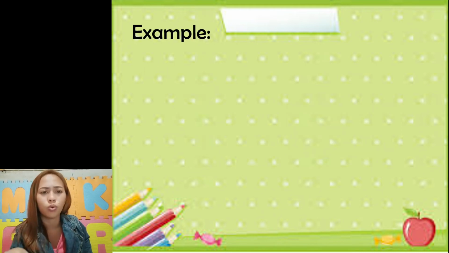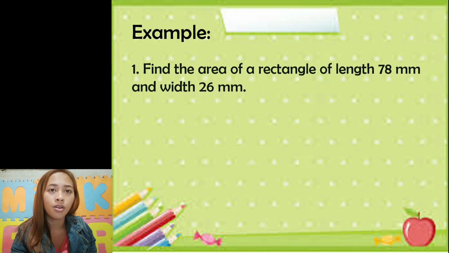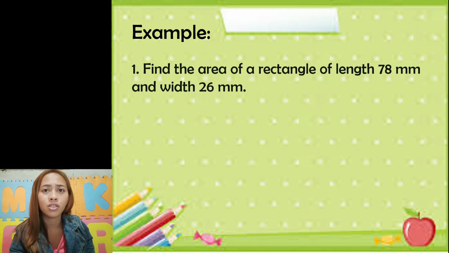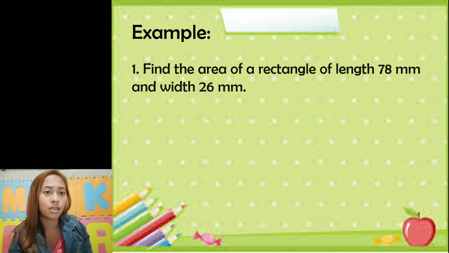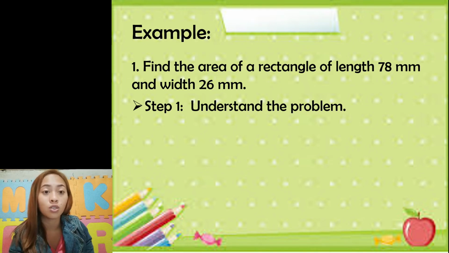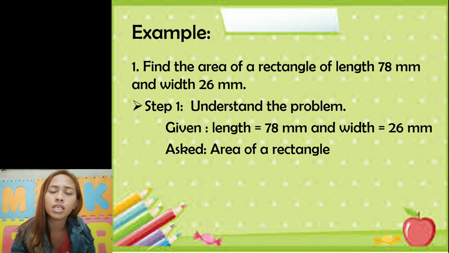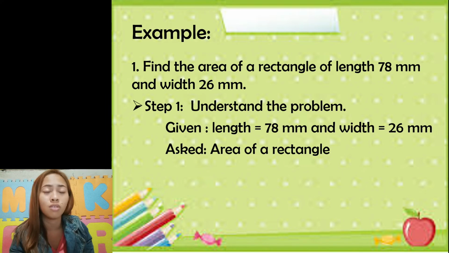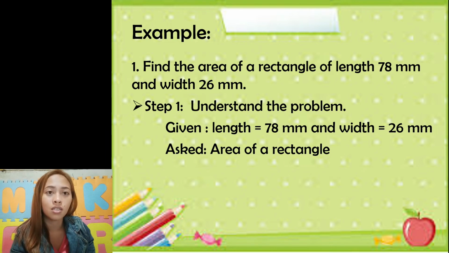So for example, we will have our example first. Example number 1. Find the area of a rectangle of length 78 mm and width 26 mm. Again, in step 1, we will understand the problem. Now we will read and analyze what is being asked. The given is the length, which is 78 mm, and the width is 26 mm. What is being asked is the area of the rectangle.